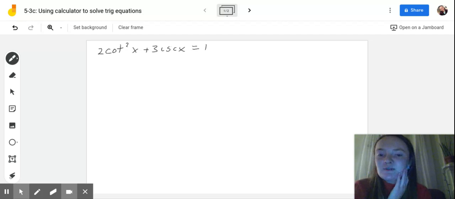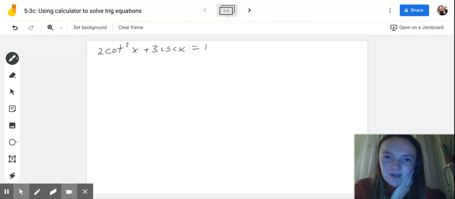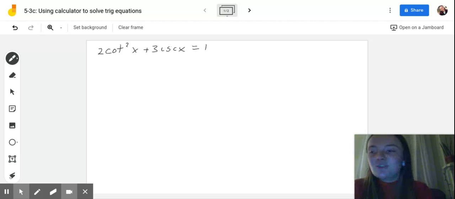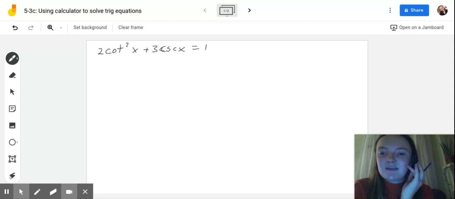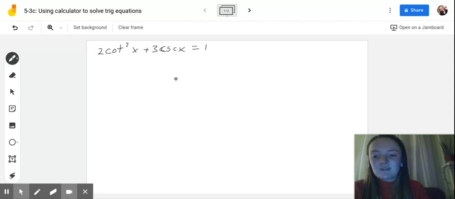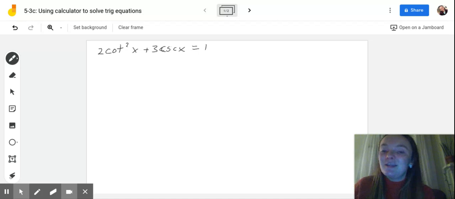So the first thing I want you to do is pause the video and see if you can isolate x. I want you to see if you can isolate x originally, not using your calculator. See if you can get to that step before you take any inverses. See if you can get everything in terms of one trig identity. Okay, so hopefully that was enough time for you to pause the video and try this.